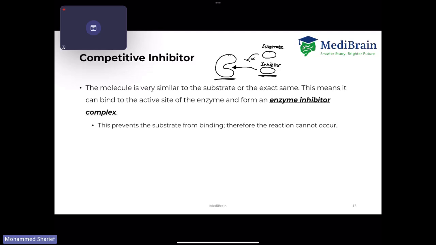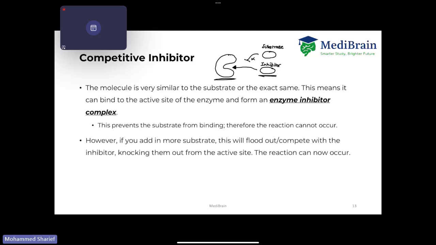And this will slow down the rate of reaction because the substrate cannot bind to the enzyme, which means the products cannot be released. However, if you add in more substrate, this will flood out the inhibitor, knocking them out of the active site, and the reaction can now occur.